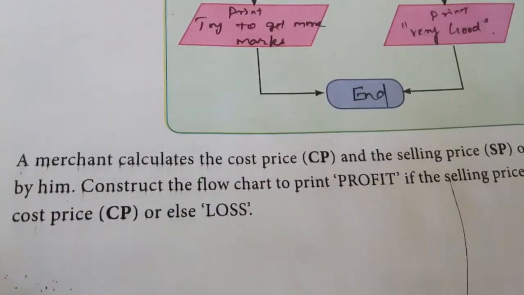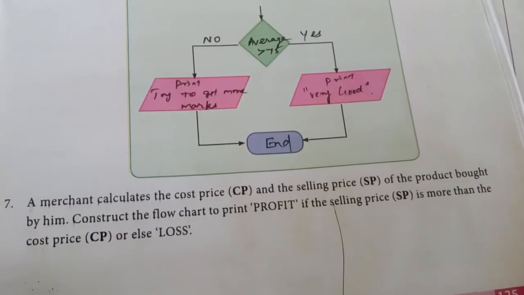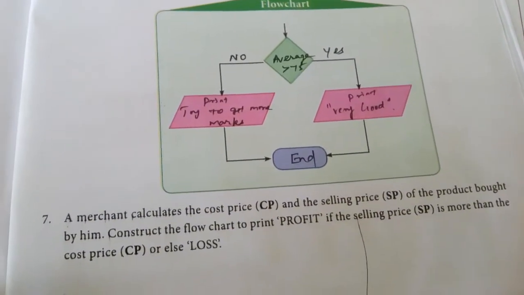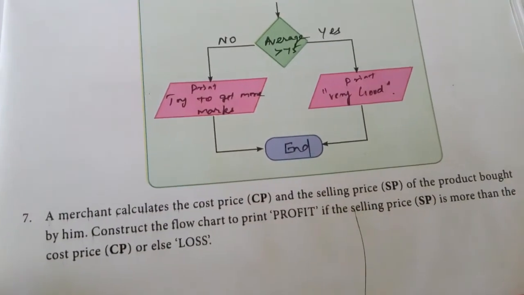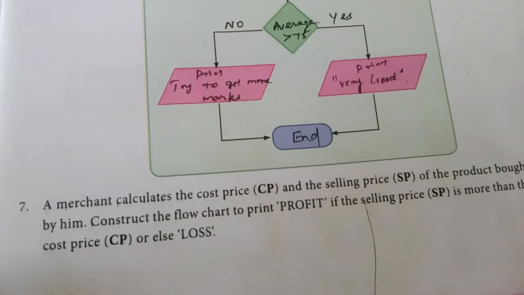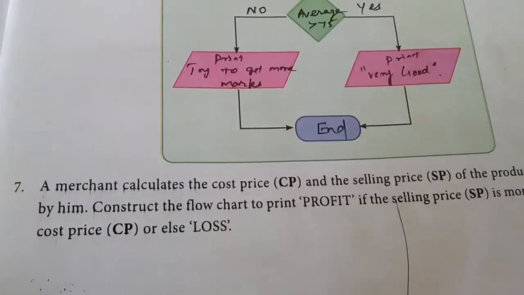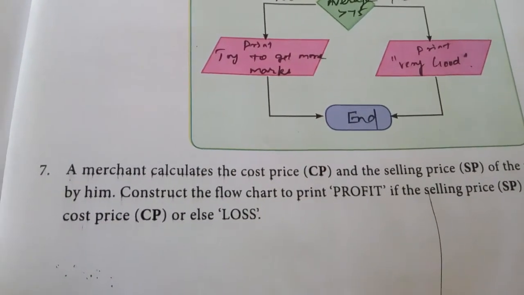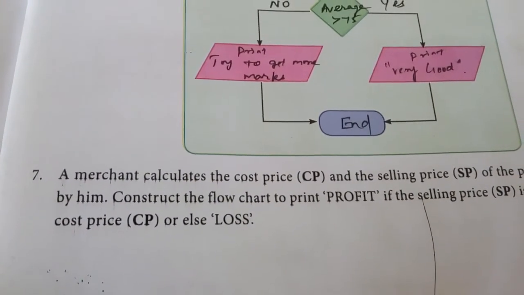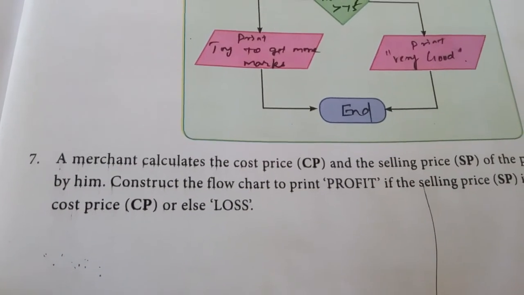A merchant calculates the cost price and the selling price of the product bought by him. Construct the flowchart to print profit if the selling price is more than the cost price, or else loss. We already know what cost price and selling price are. Cost price is CP, selling price is SP. When you purchase any goods, that is the cost price, and if you sell those goods to someone else, that is the selling price.